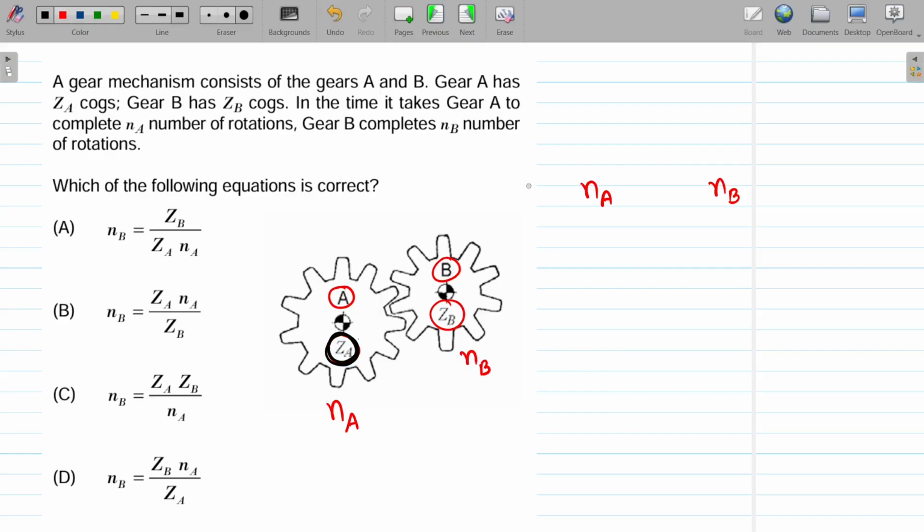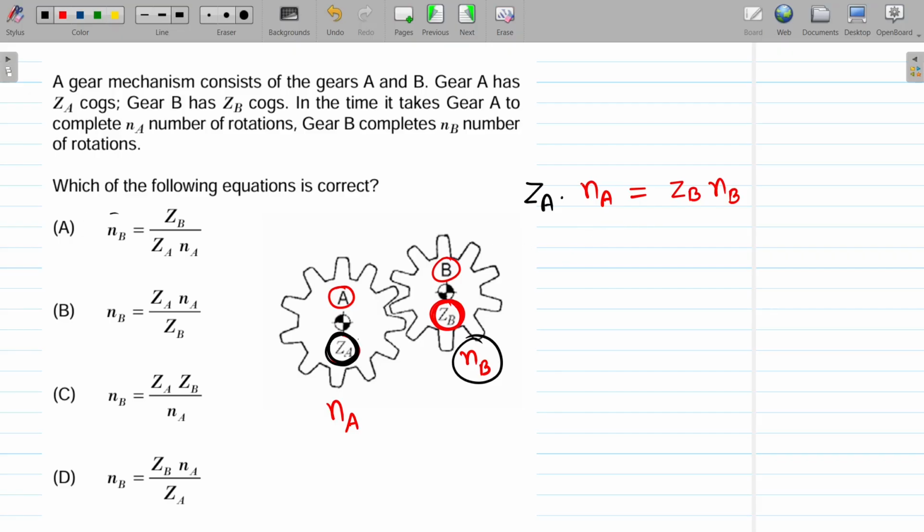So in NA number of rotations, the total number of teeth will be ZA into NA. This is the NB number of rotations in 1 second, and in one rotation, ZB number of teeth will rotate. So in NB number of rotations, the total ZB into NB number of teeth will pass, and they should be equal according to the principle of gear mechanism. So we have this relation.